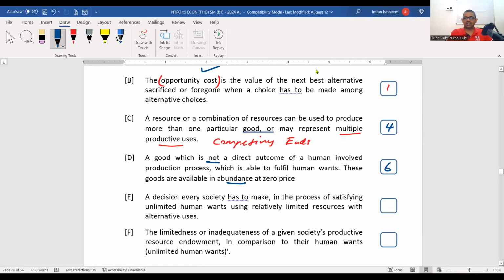Number 6, I'm going to take the number you are given. I can't see it, it's on the top of the screen. Number 6 is hopefully free or non-economic goods. Free or non-economic goods. E, a decision every society has to make in the process of satisfying unlimited human wants using relatively limited resources with alternative uses.